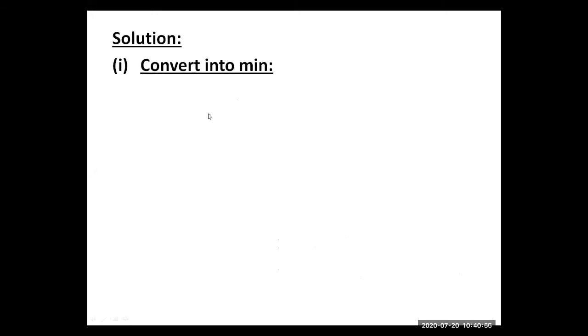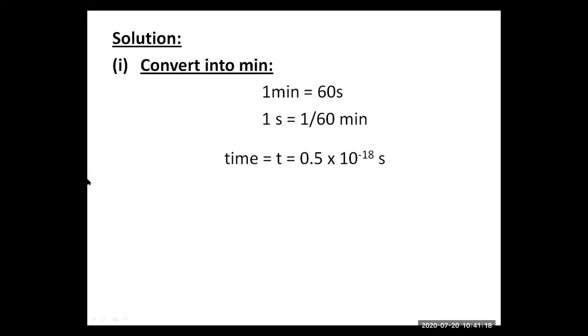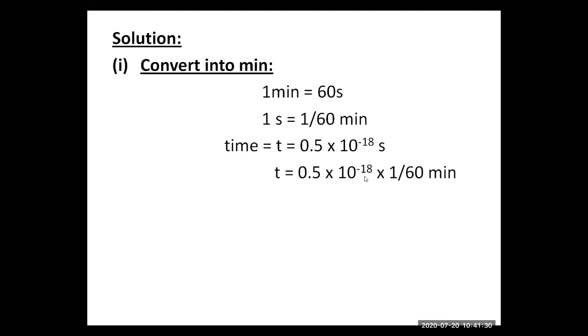First of all, we are going to convert into minutes. First, 1 minute is equal to 60 seconds, but we have to convert seconds into minutes, so we will divide 1 by 60. So we can say 1 second is equal to 1 upon 60 minutes. After that, given is t is equal to 0.5 multiplied by 10 raised to the power minus 18 second. Now, 1 upon 60 will multiply by this. So we are going to calculate the solution.